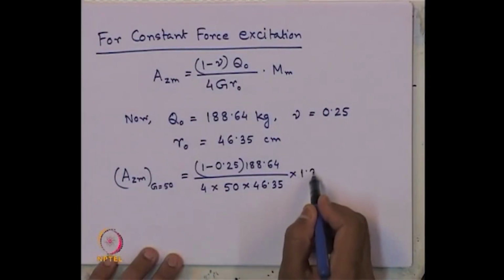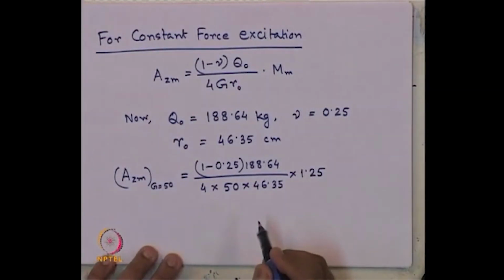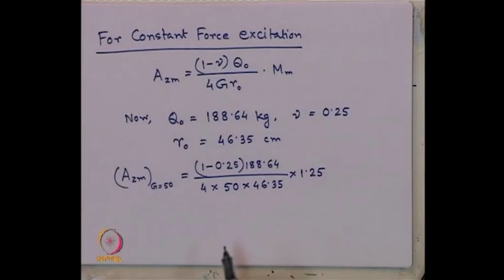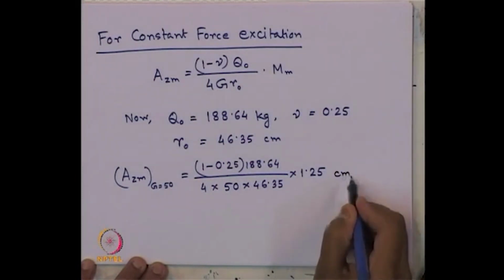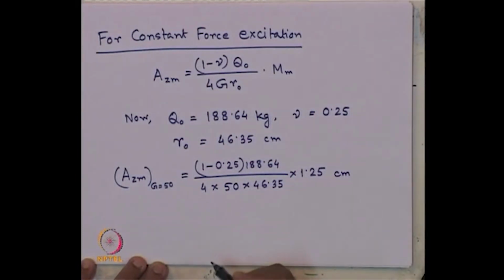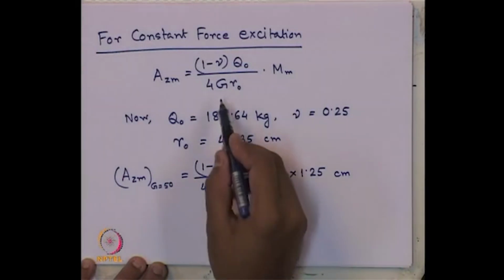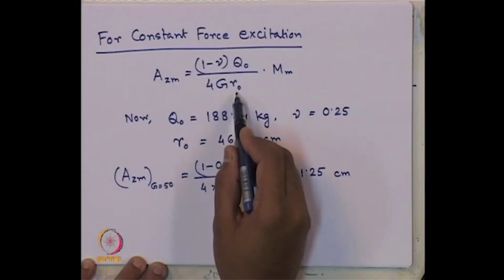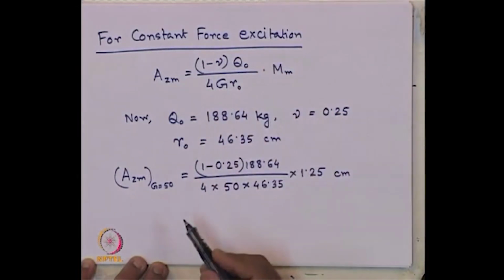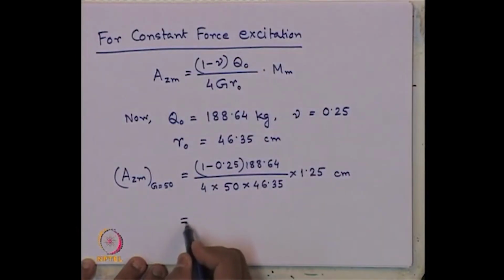So, 1.25. What unit should we have from here? It will be in centimeter. Am I right? Because G is given in kg force per centimeter square, and r naught is in centimeter, so centimeter comes out. So, calculate this, how much displacement are we getting?